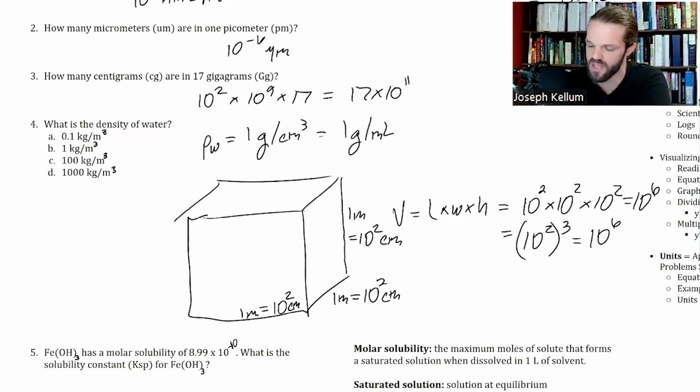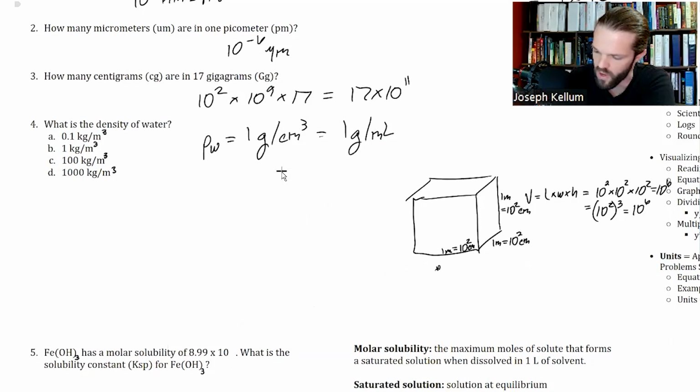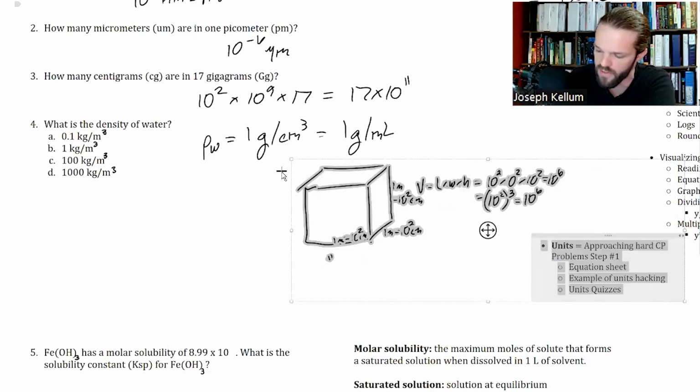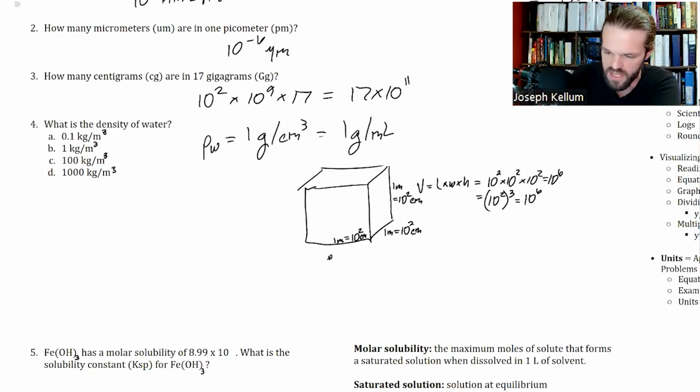So what we find here is that there are 10 to the 6 cubic centimeters in 1 meter. And so based on that, we can go ahead and run our conversion for this problem. Now that we're aware of how that's supposed to convert, we can go ahead and say, all right, well, we know that water has a density of 1 gram per centimeter cubed.